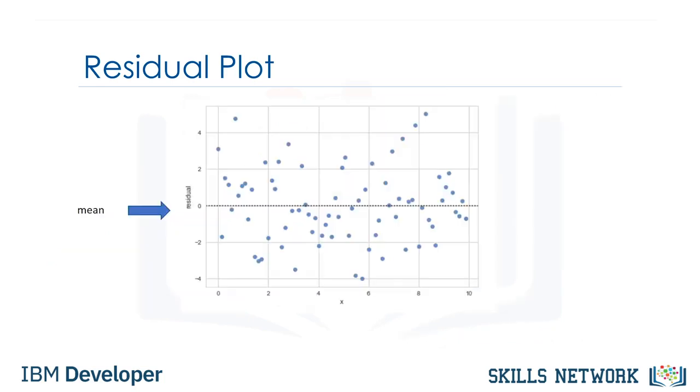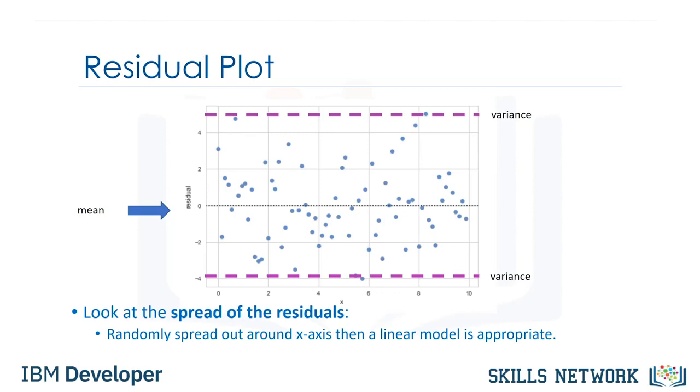We expect to see the results to have zero mean, distributed evenly around the x-axis with similar variance. There is no curvature. This type of residual plot suggests a linear plot is appropriate.